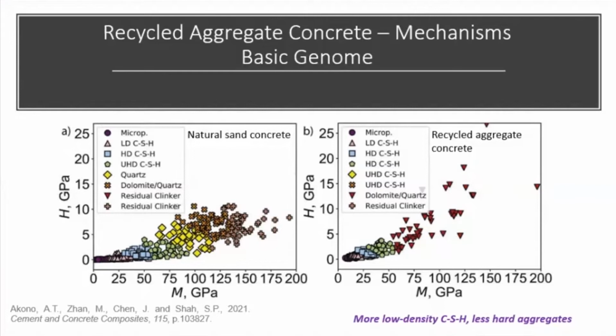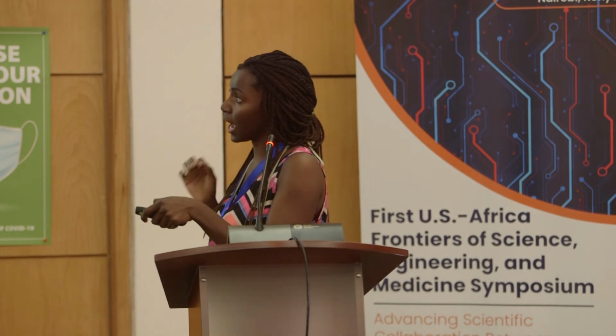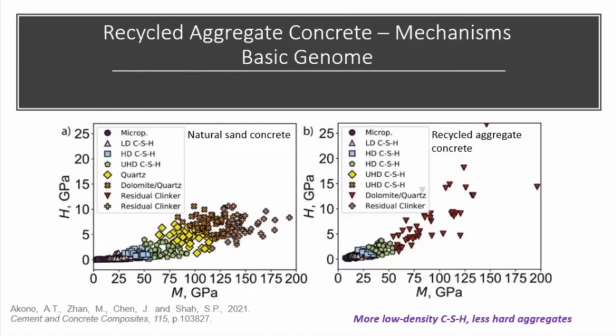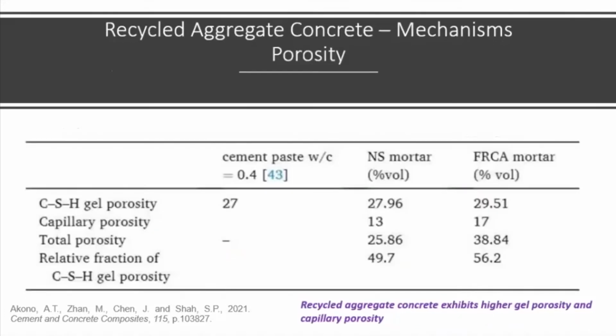And when you compare it, we see that for normal concrete, you're going to have a high fraction of high density calcium silicate hydrate and also a high fraction of ultra high density calcium silicate hydrate along with hard aggregates. But when you look at recycled aggregate concrete, then you have very few hard aggregates and a higher fraction of low density calcium silicate hydrate in this case. So you already have a different makeup at the nanoscale and also molecular level. When you look at the porosity of recycled concrete aggregate, there's going to be a higher gel porosity, but also a higher capillary porosity, leading to a higher total porosity and a higher relative fraction of the CSH gel porosity.